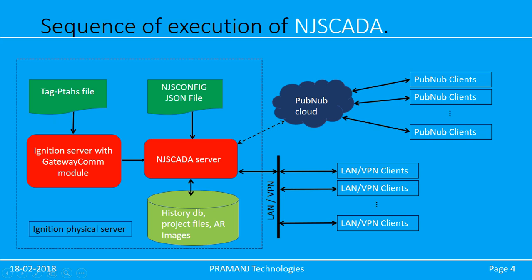Now the NJ-SCADA server reads its configuration as defined in the NJ config file at startup. It reads the project files and the augmented reality images and stores them on its own database. Now the local clients communicate with NJ-SCADA through LAN or a VPN directly, and remote clients communicate to the NJ-SCADA server through the PubNub cloud.